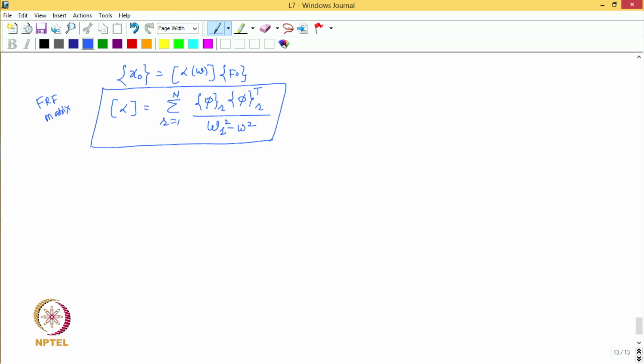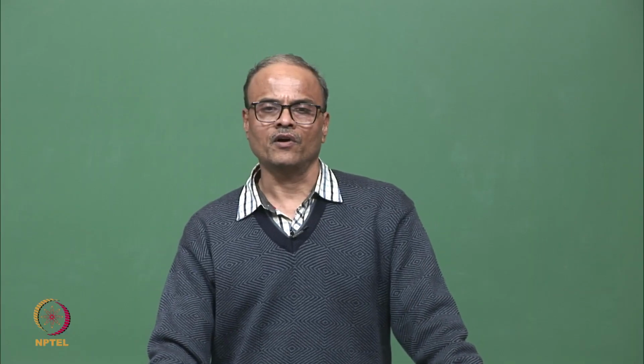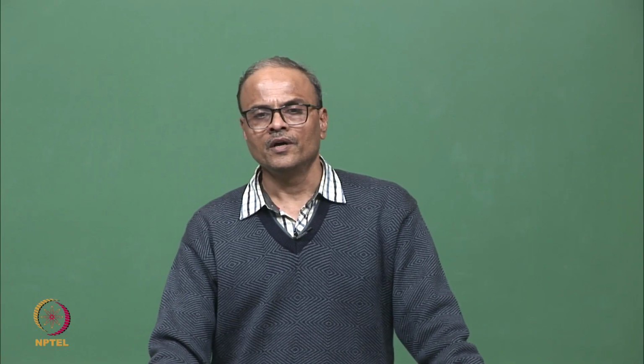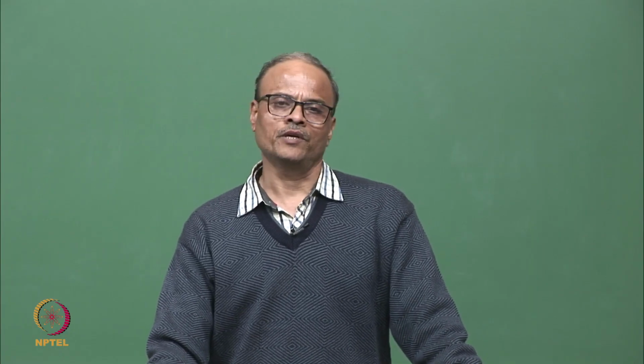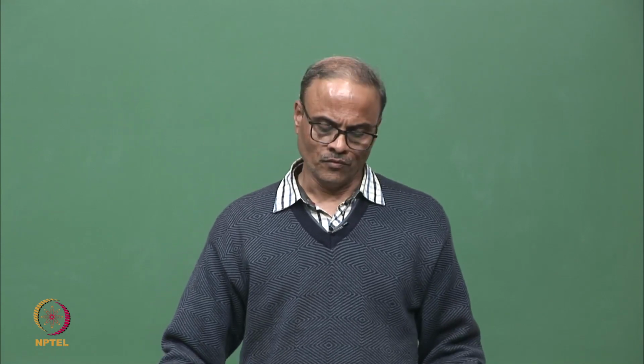So, this shows that the FRFs are related with the properties of the modal model. It gives us the relationship between the modal model and the FRFs. And we earlier also saw the relationship between the FRF and the spatial model, because we saw that the FRF matrix alpha is equal to k minus omega square m inverse. So, that is nothing but a relationship between the FRF and the spatial model.